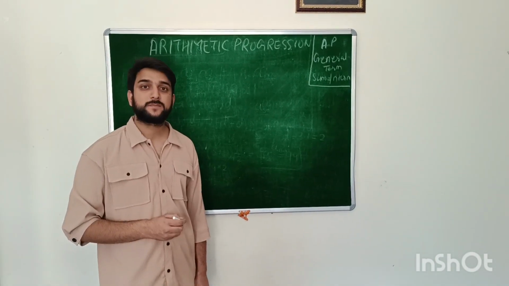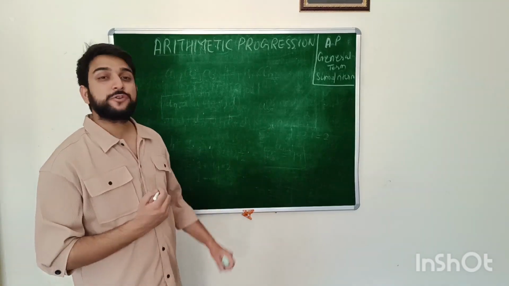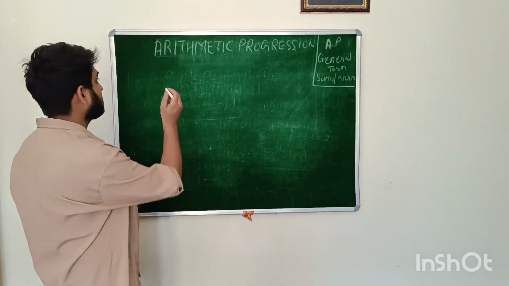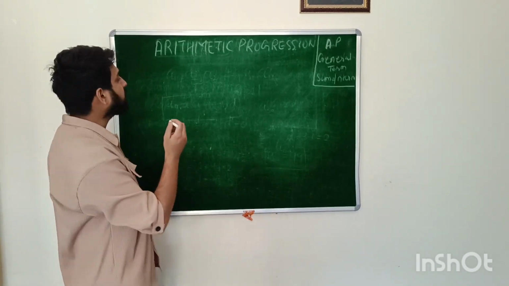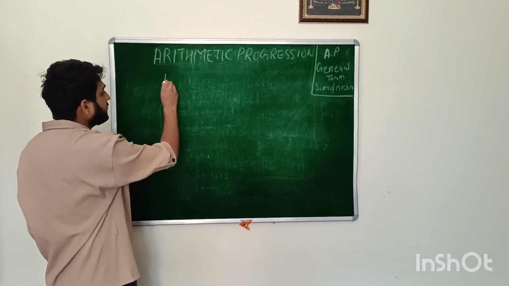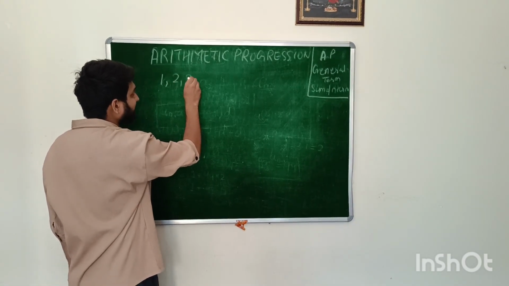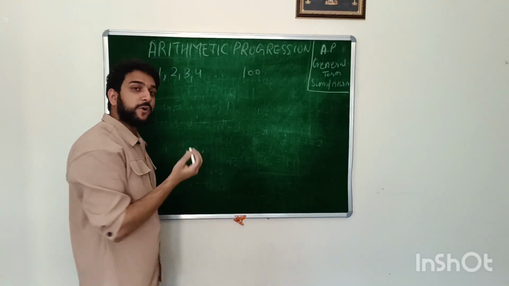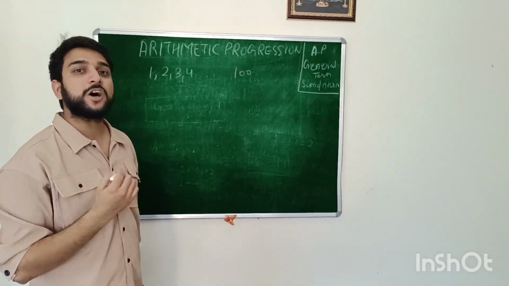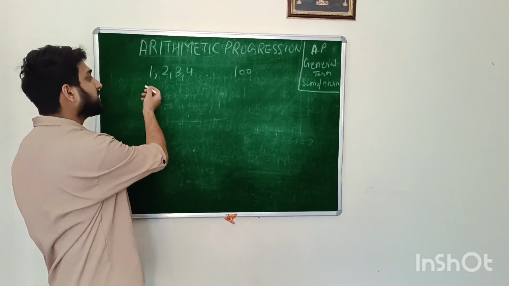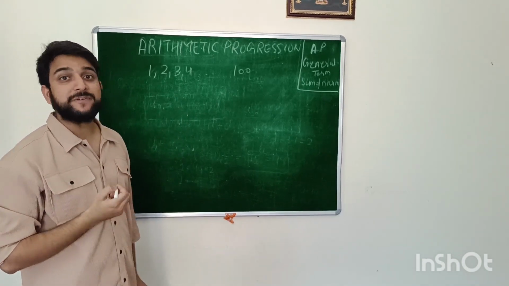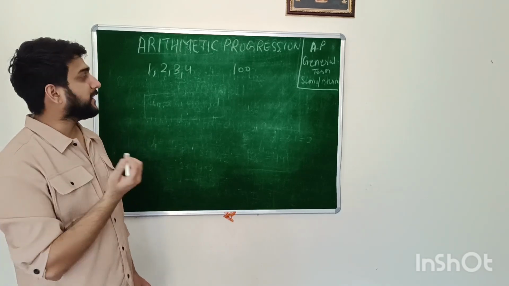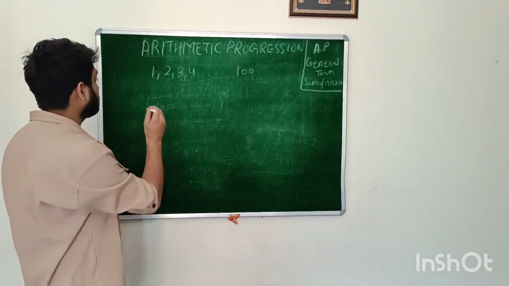Now we are going to learn how to find the sum of n terms of an AP. First, let us consider an AP of natural numbers 1, 2, 3, 4 up to 100. If we want to find the sum of these 100 terms, how are we going to find it? We can add it all the way to 100, but that is a very lengthy method. So with the help of the sum of n terms of an AP, there is a formula.